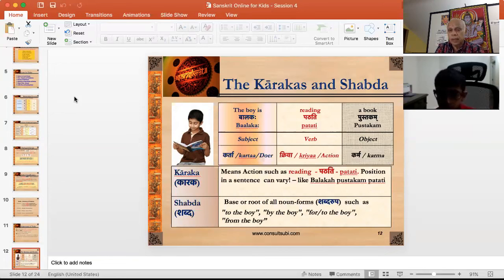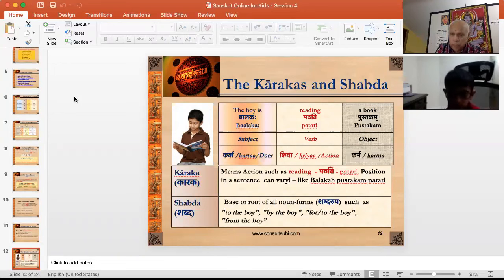So the subject here, karta, is the doer. Who is reading? The boy is. Therefore, he is called karta. And what is he doing? Reading. That becomes action. That is called kriya. And what is he reading? A book, which becomes the karma or the object. So you have a karta, you have a kriya, and you have a karma. 3 little things. So karaka means action, such as reading here, patati, and the position of the verb can vary.